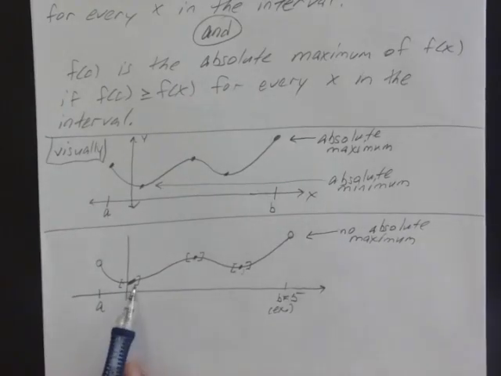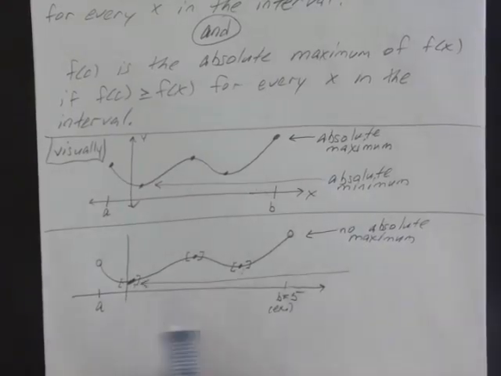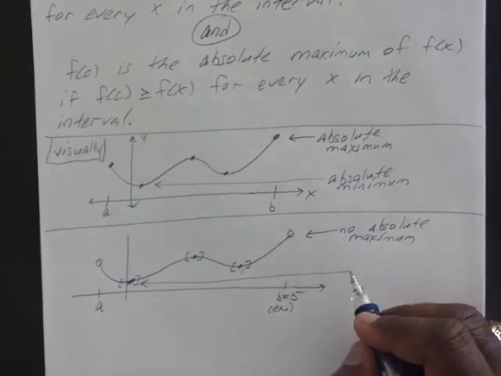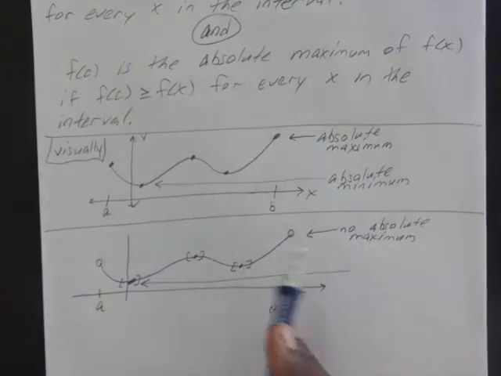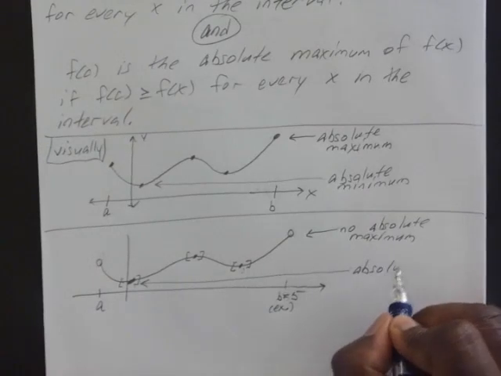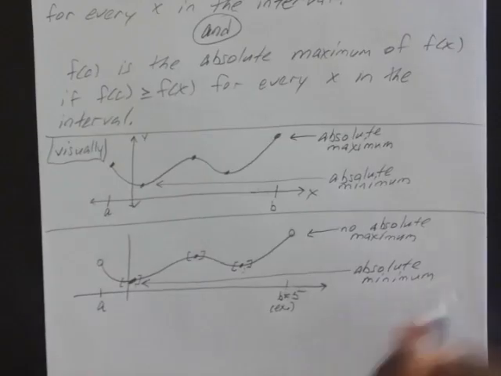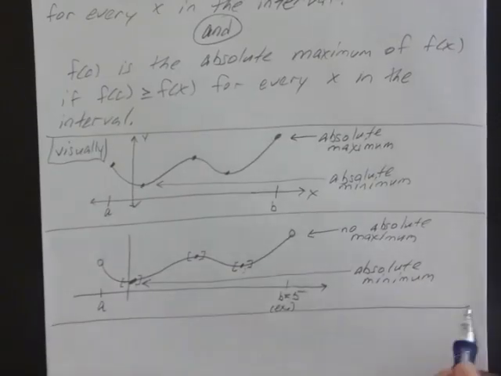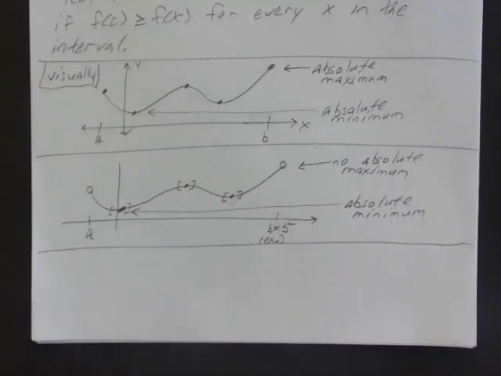Now, we still have an absolute minimum. So you can have no absolute maximum and an absolute minimum, or you can have no absolute minimum and an absolute maximum. You can have neither. It all depends on those open and closed circles, and whether they are near the highest points or the lowest points on the graph.